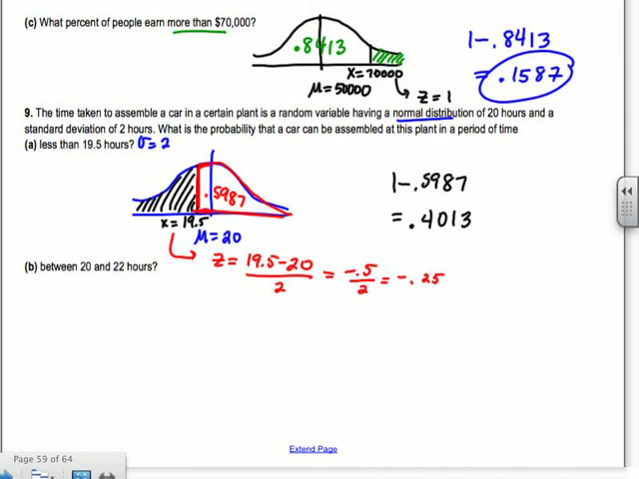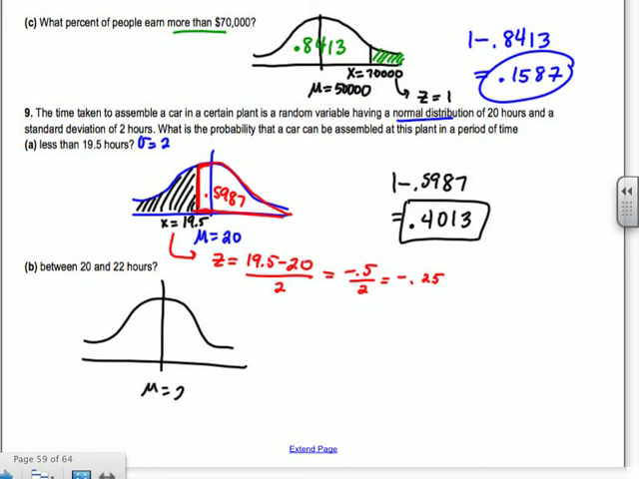Okay, the next one says between 20 and 22 hours. Our mean was 20, so it's starting right at the center, and it's going to 22. Okay, this is one of those ones, like Alex was saying, you can just subtract out 50%, like 0.5. You could also find the z-score for the mean. What's the z-score going to be for the mean? 0, right? That's why we use the standard normal table. The standard normal has mean of 0, standard deviation of 1.